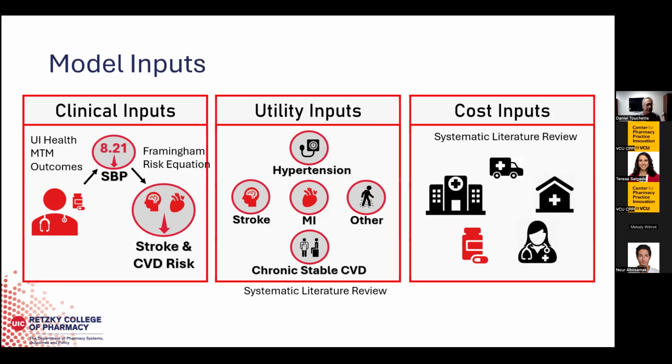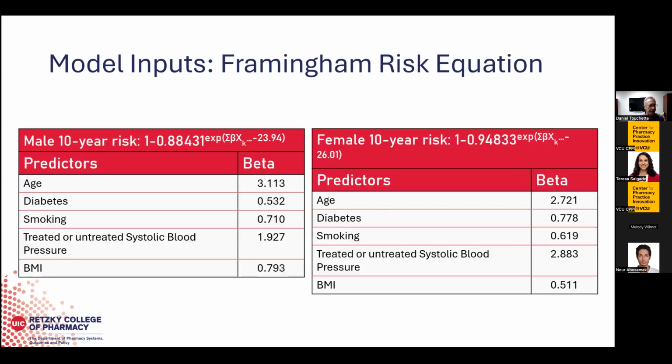What we did was we built the model using the Framingham risk equation, which gave us the probability of patients having stroke or other CVD event. And then we built in those utility inputs that I described, those quality of life inputs. So patients who had a stroke, MI, or other CVD event had a worse quality of life than those who had hypertension only. And then we also built in the cost inputs. Both the utilities and costs were derived from a systematic review of the literature where we identified the best available evidence to include in the model. I'm not going to go over this too much, but the Framingham risk equations that we incorporated into the model are mathematical equations that predict the risk of bad outcomes for patients with blood pressure.